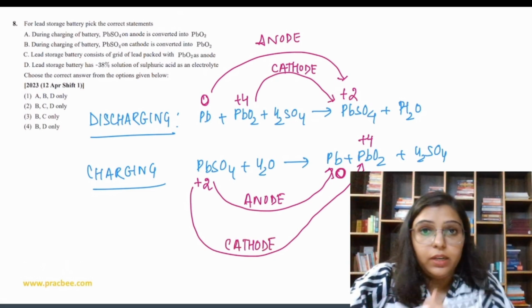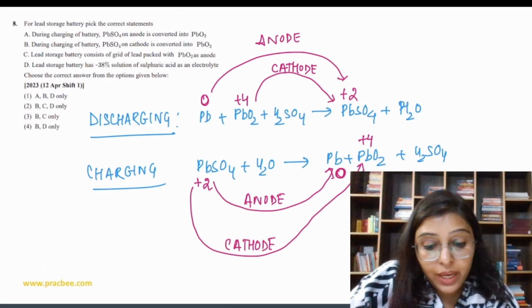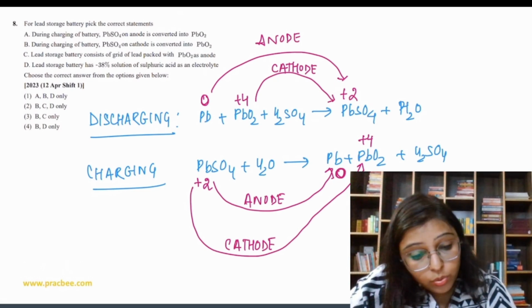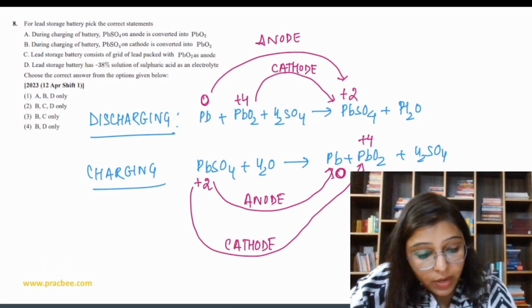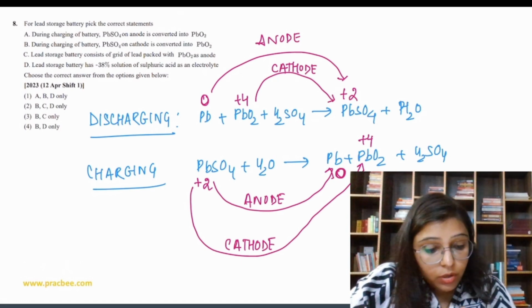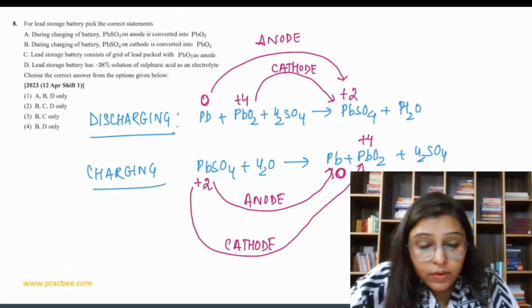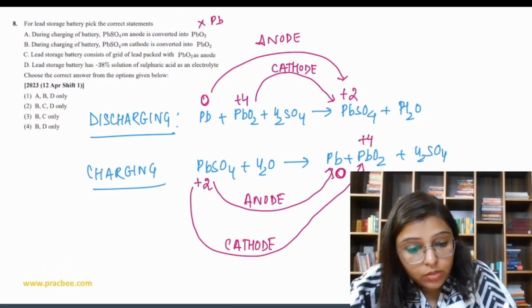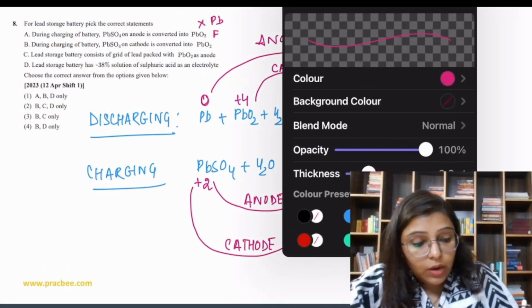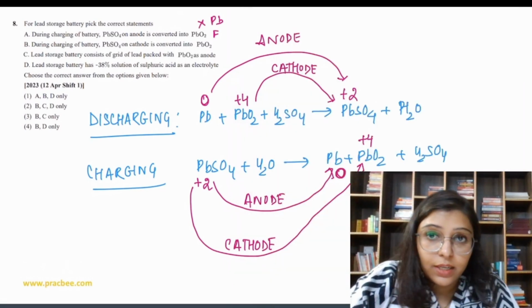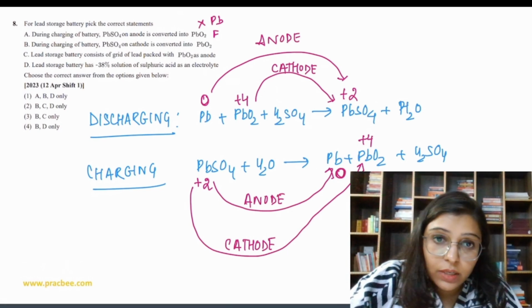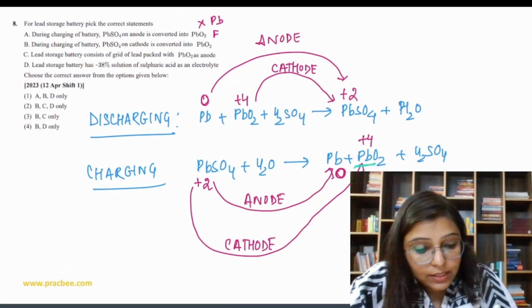Now let's try to find out the answer. So statement number A is, during charging of battery, PbSO4 on anode is converted into PbO2. No, it is converted to Pb. So this statement is false. Now let's check the second statement. During charging of battery, PbSO4 on cathode is converted into PbO2. Yes, this is the case.